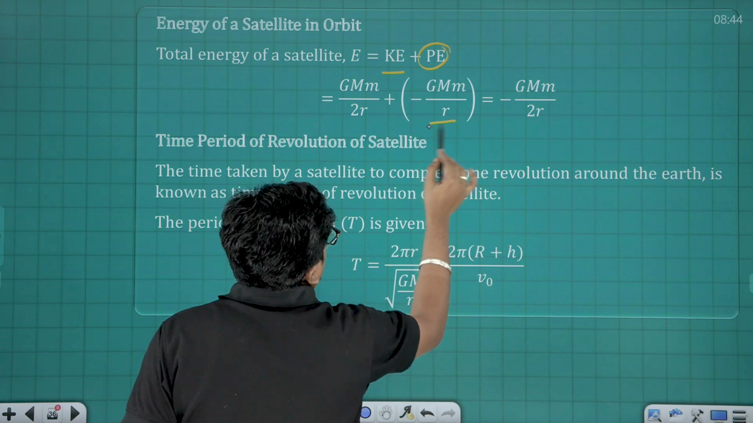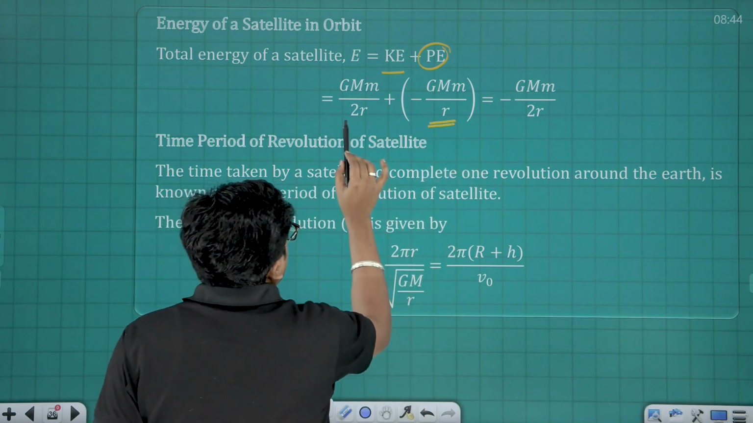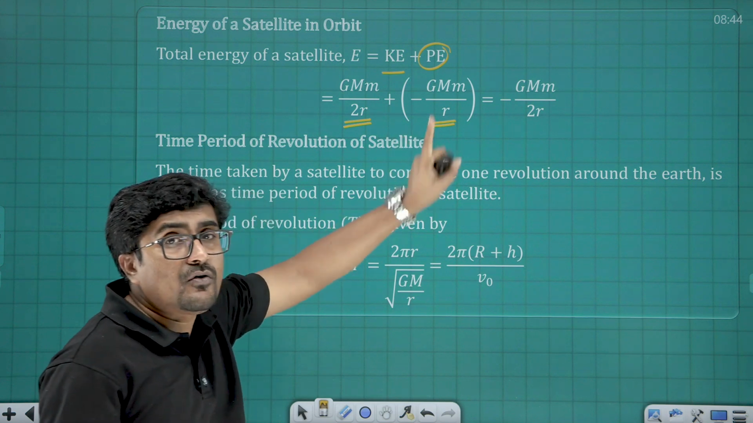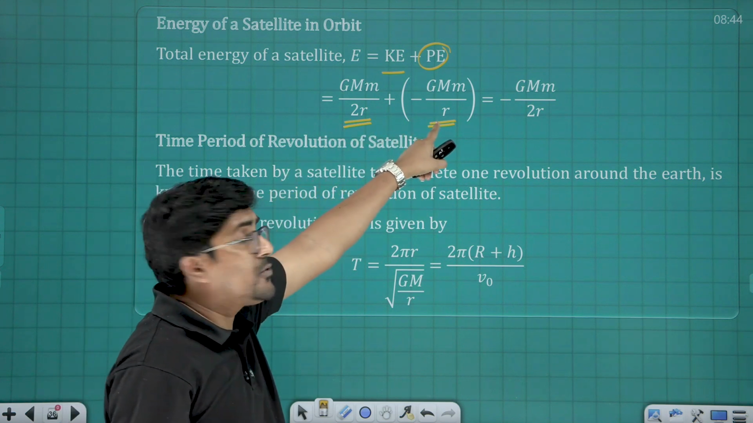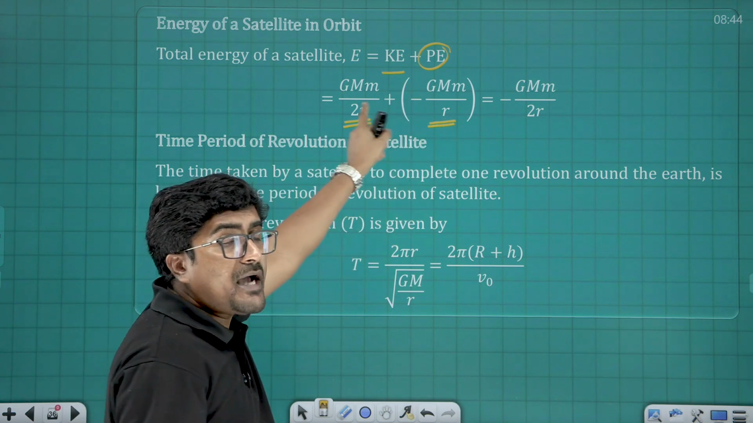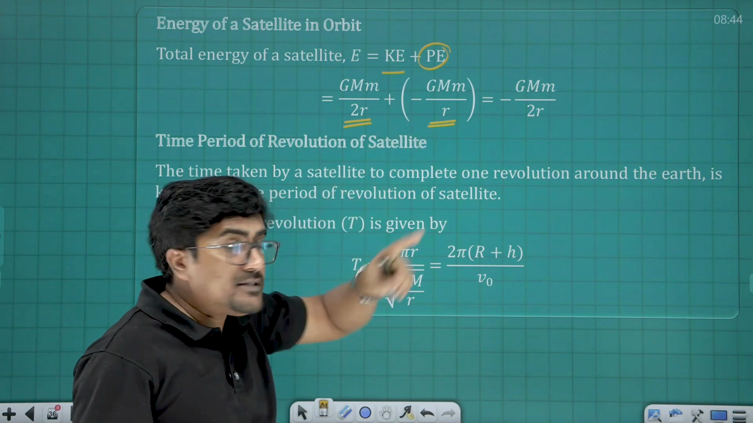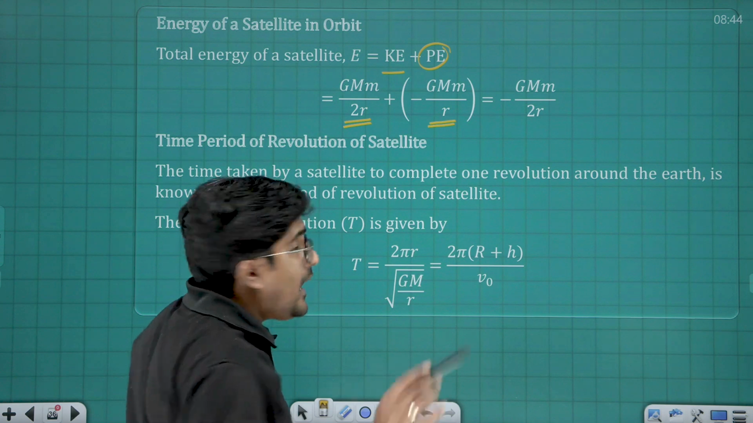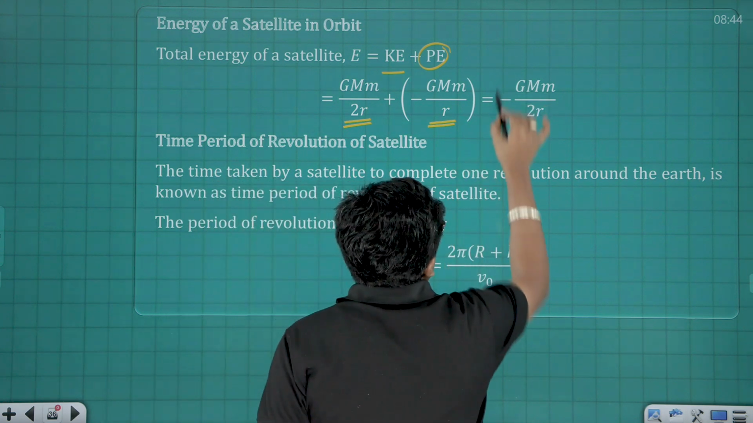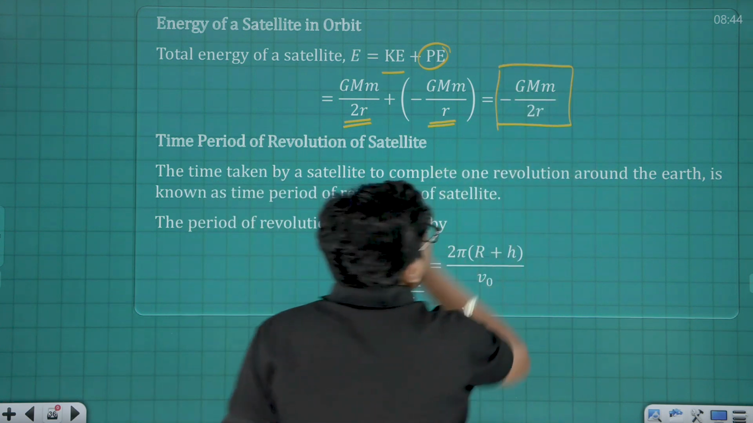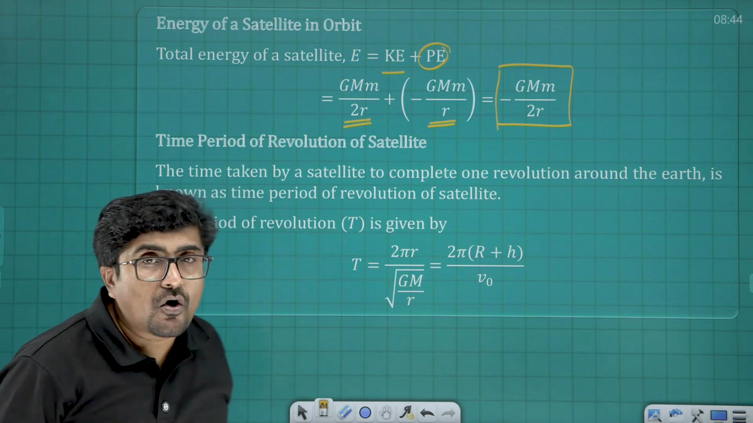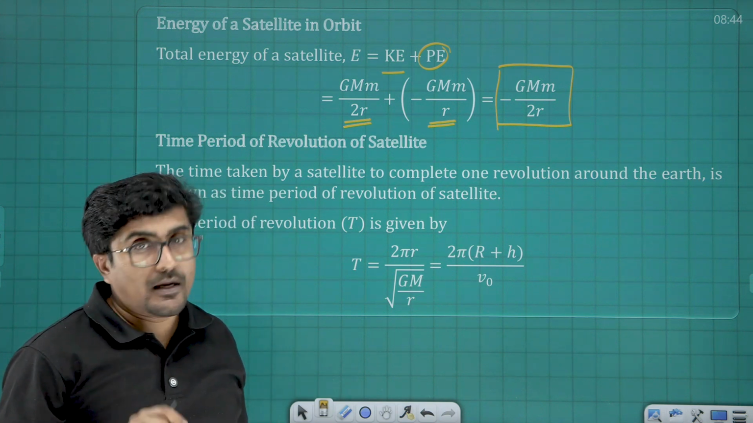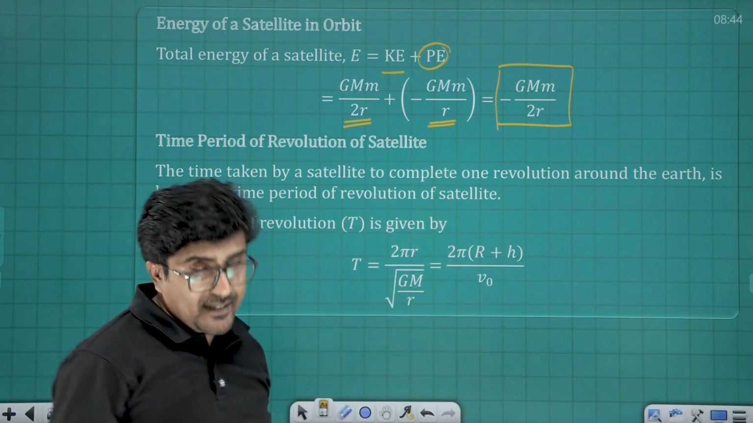If you closely watch the magnitude of potential energy and the magnitude of kinetic energy, you can see that twice the magnitude of kinetic energy is equal to the magnitude of the potential energy. I repeat, twice the magnitude of kinetic energy is equal to the potential energy. That particular part needs to be considered over here, and you can see the total energy of the satellite is minus G M m upon 2r. You can see it is negative again.